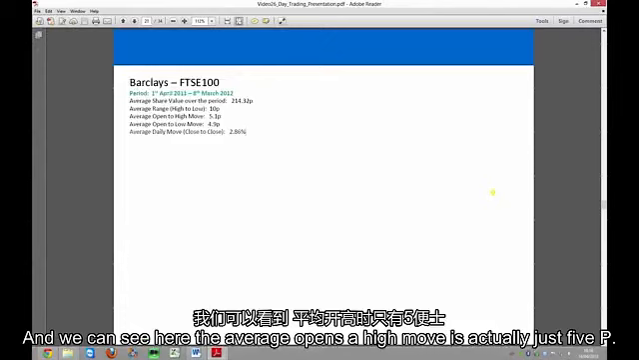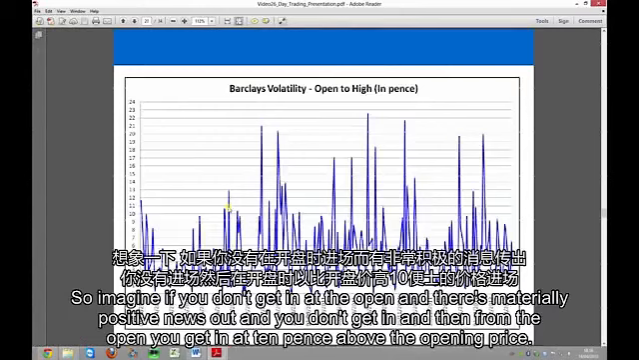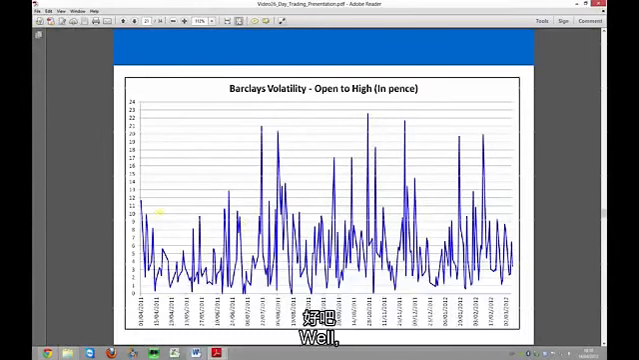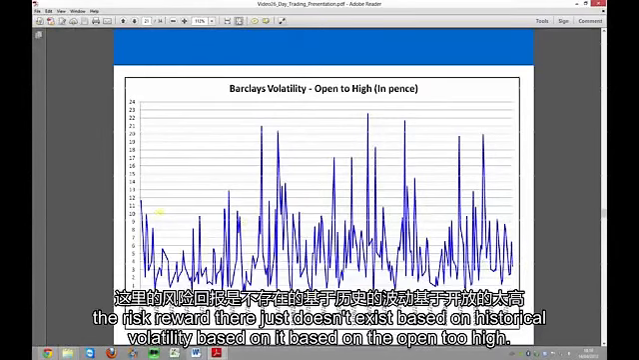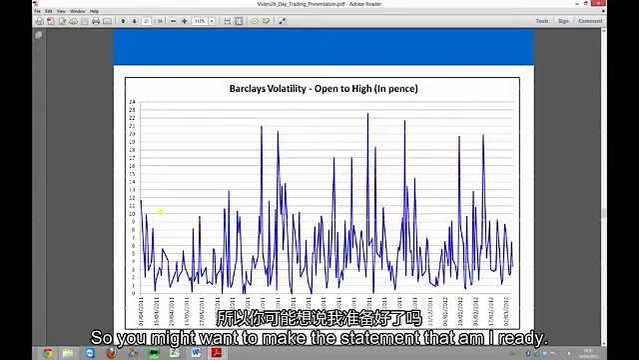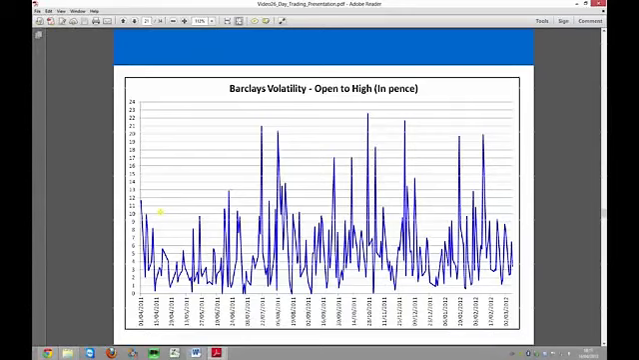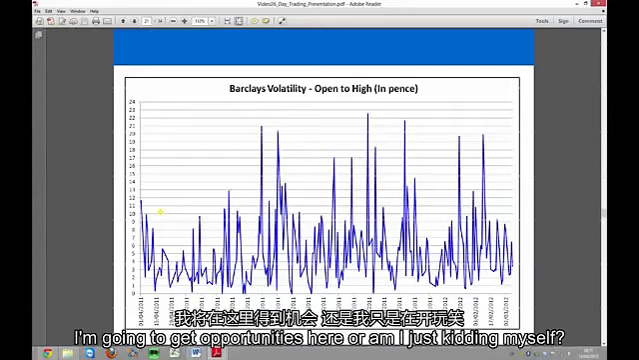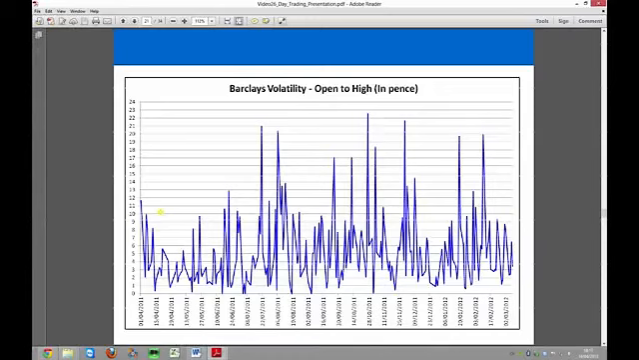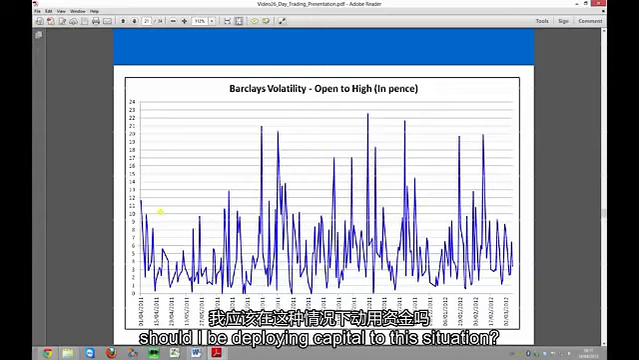And we can see here the average open to high move is actually just 5p. So imagine if you don't get in at the open and there's materially positive news out, and then you get in at 10 pence above the opening price. Well, the risk reward there just doesn't exist based on historical volatility, based on the open to high. So you might want to ask, am I really going to get opportunities here, or am I just kidding myself? Am I doing a bum trade? Should I be deploying capital to this situation?